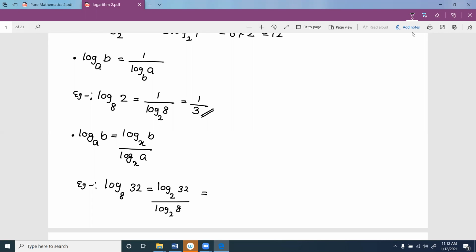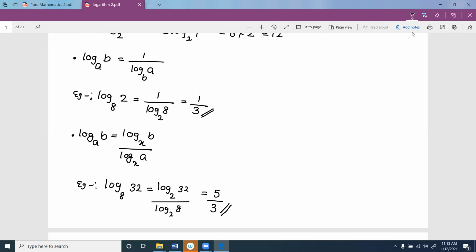32 is which power of 2? 2 to the power 1 is 2. 2 to the power 2 is 4, 8, 16, 32. That is 2 to the power 5. So here the answer is 5. 8 is 2 to the power 3, as we already worked out. So the answer is 5 over 3. If you want to check, you can check 8 to the power 5 over 3 and see whether you obtain the answer 32. Hope you have understood this context, right?